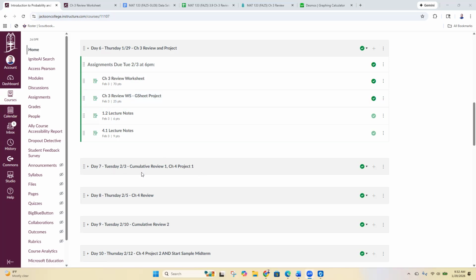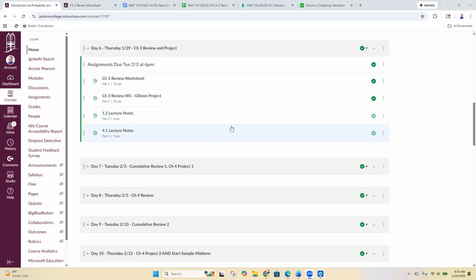Next Tuesday, we're going to be covering cumulative review number 1 and the Chapter 4 project. So, next Tuesday is going to be an important one because we're going to have two things going on. We have two today, right? We have a Chapter 3 review and the project, but this Chapter 3 review worksheet, Google Sheet project, is tied to the Chapter 3 review. But anyway, try to come if you're not sure on which days you can come. Definitely try to come next Tuesday. We have a lot to cover.